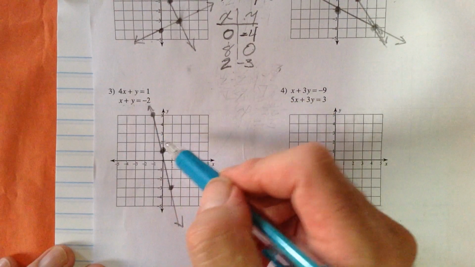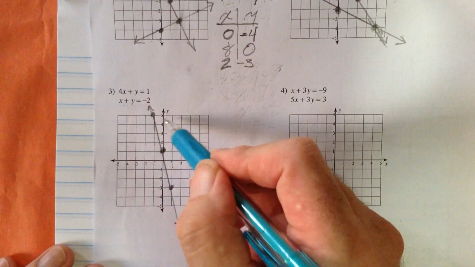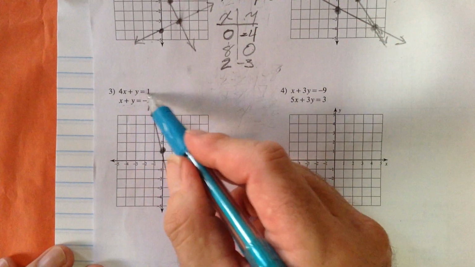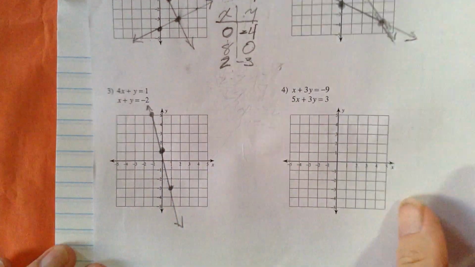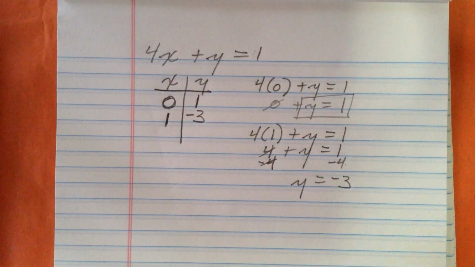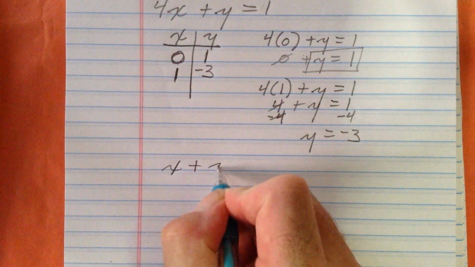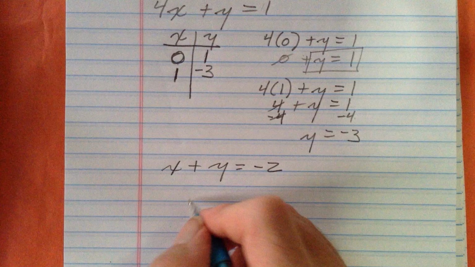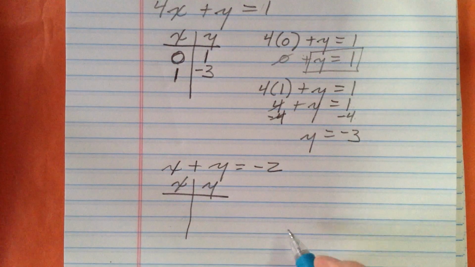So if you did this in the equation, if you said x is -1, well, the y would be a 5, in order for it to be 1 on this side. Okay, so there's the first line. Now I got to do the second one. X plus y equals -2. So down here I'm going to go x plus y equals -2. So do my chart, my x on this side, and y.